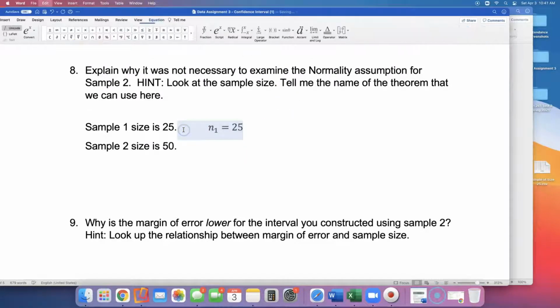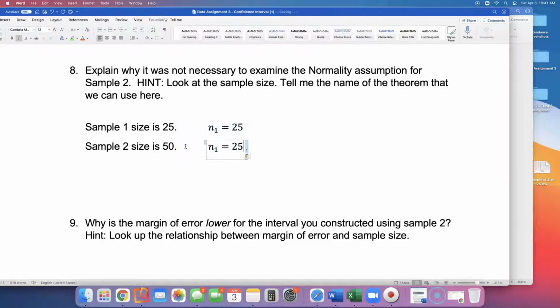And this is just some extra, but I think we have to talk about these 2 different sample sizes when we get to chapter 8, so why not? So we have 2 different sample sizes. So how come we get to skip checking the normality assumption for sample 2, which had a bigger sample size, right? So what's the theorem? What's the name of the theorem here?